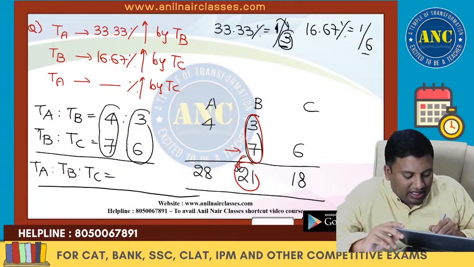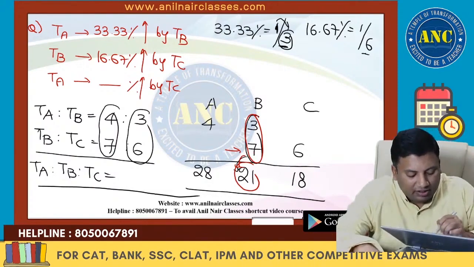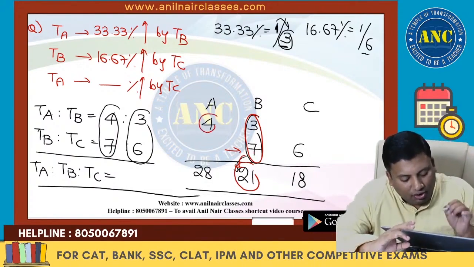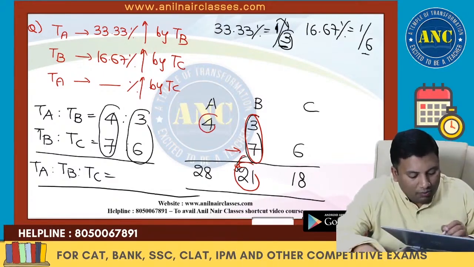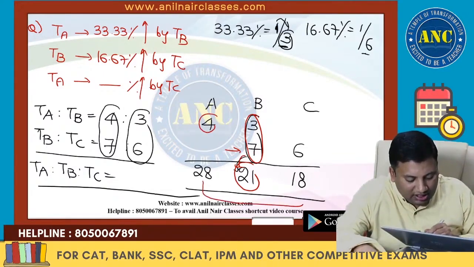Every value that is present on this line, multiply by 3. 7 3s are 21, 6 3s are 18. Every value present on the above line, 3 became 21. 3 7s are 21. 4 7s are 28. How much is A more than C?